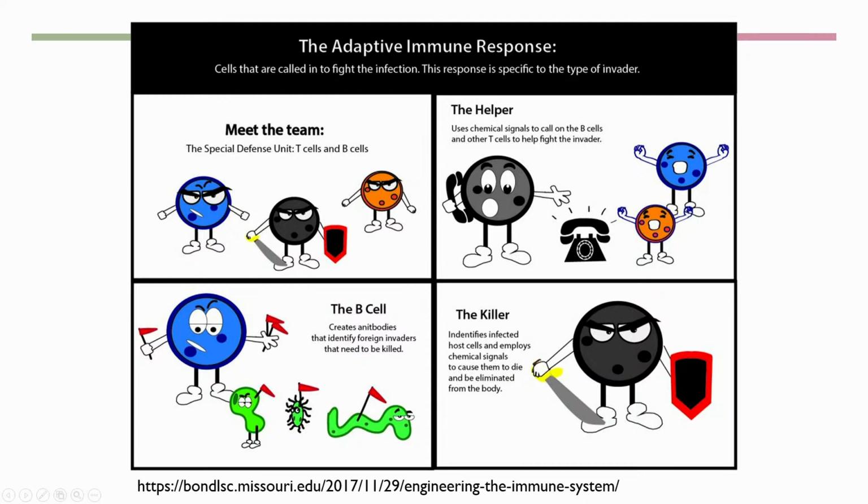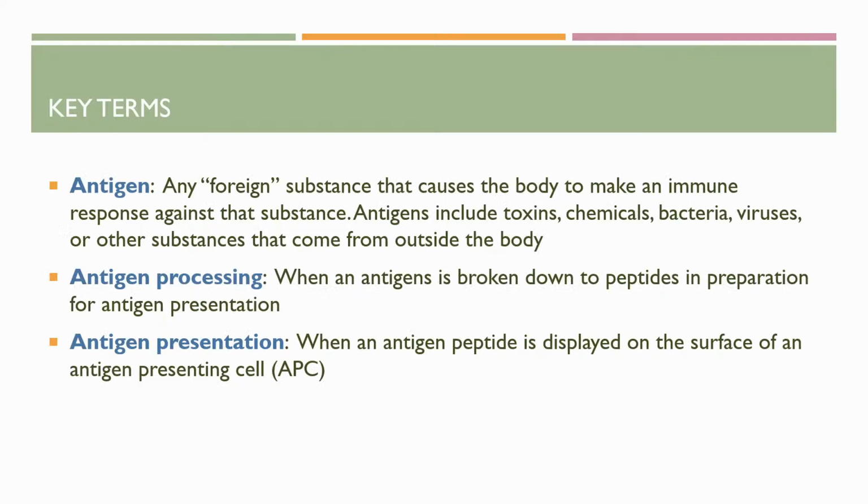So this is just another little image describing all of the team members within the adaptive immune response. You have helper T cells, the actual killer T cells, and B cells. But some key terms, we've talked about antigens a whole lot. They're foreign substances that cause the body to make an immune response against it. They can be toxins, chemicals, a bacteria, virus, or anything that comes from outside the body, so it's foreign.